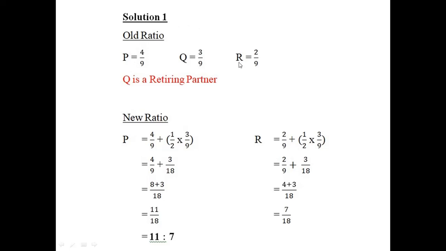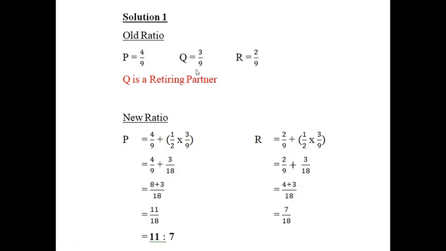How many partners are there? Two partners are there, isn't it? So 1 by 2, 1 by 2. Now P's old ratio is how much? 4 by 9. So just drag this, 4 by 9. R equals 2 by 9, isn't it? So just drag it here. Plus, because Q is going out of the business, his share will be shared between P and R.